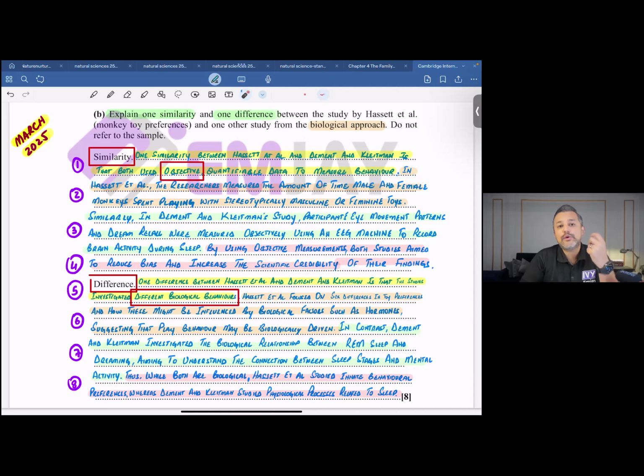Now, for a question of this sort, you need to remember the three different core studies that come under the heading of a particular approach. Remember, your syllabus is divided into four different approaches. Under the biological approach, you have the study conducted by Dement and Kleitman, by Hassett et al., and by Holzel et al. For the cognitive approach, you have the study conducted by Andrade, Baron Cohen, and Pozzolo et al.